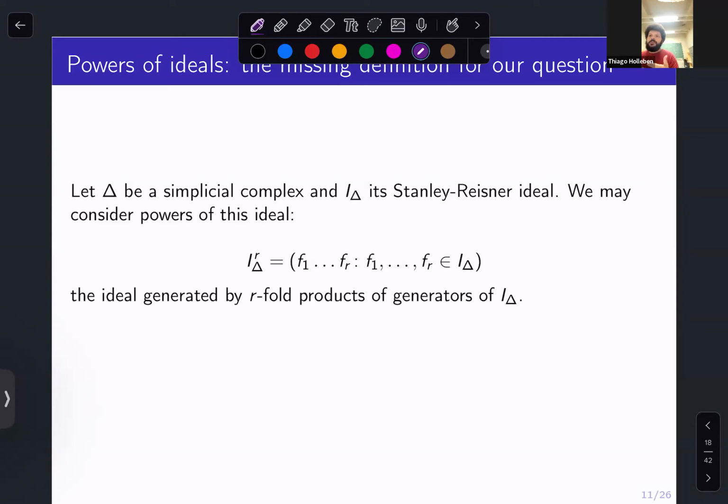If you're looking at the second power, you look at the products of every tuple of generators where you are allowed to repeat. So if you're looking at the second power and you have 2 generators, F1 and F2, your power would be generated by F1 squared, F1 times F2, and F2 squared. These would be the generators of your ideal. You just look at every possible product containing 2 elements of the generators.